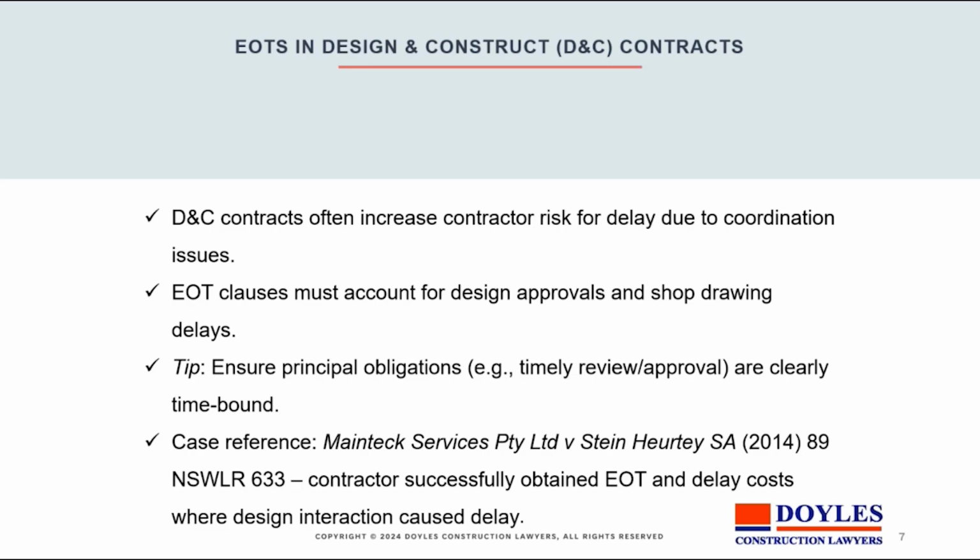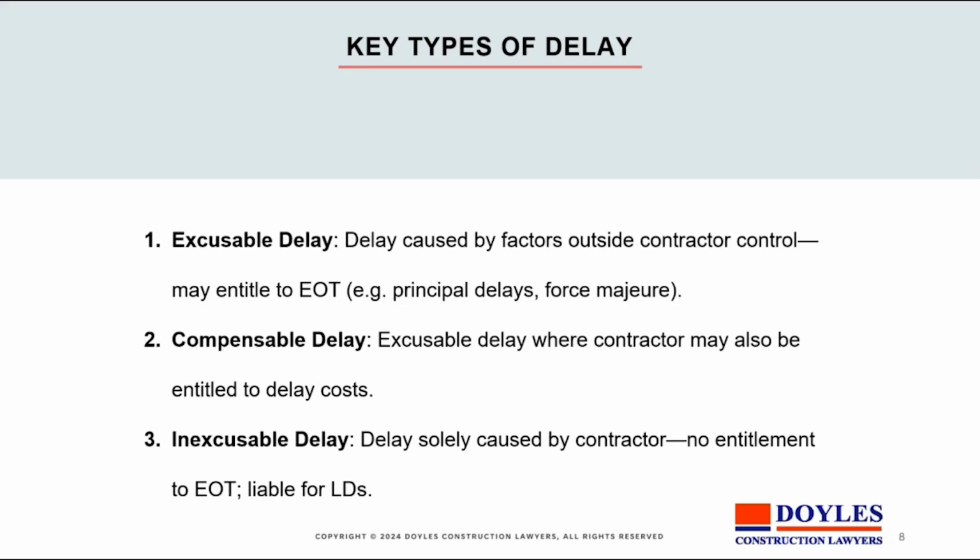Got a reference to the Main Tech Services case there, and that's where a contractor successfully obtained extensions of time and delay costs where design interaction caused delay. That is, if the principal's messing about with his design late in the construction process, he's obviously going to cause delay to the contractor in getting supply chains in place and then installation in an orderly manner. So the issue is to anticipate some of these problems and therefore avoid them.